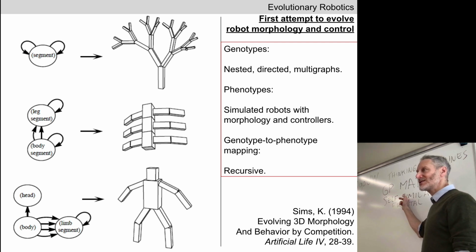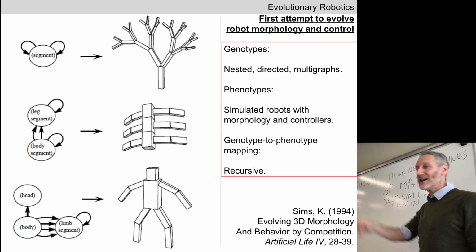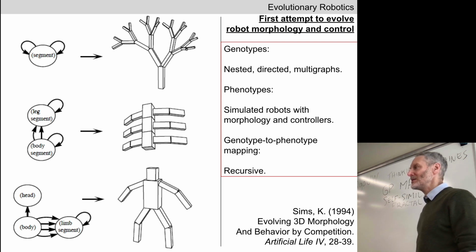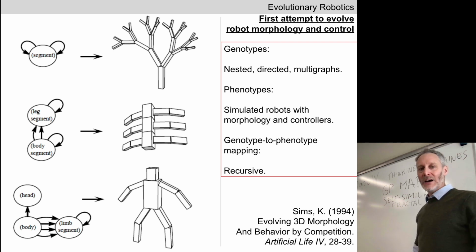Self-similarity is not necessarily the same thing as symmetry. You can have something that's symmetric but not self-similar. You can have something that's self-similar but not symmetric. But yes, one of the things that this G2P mapping gives you, in addition to self-similarity, is symmetry. Actually, you can see it here. All three of these phenotypes are bilaterally symmetric.